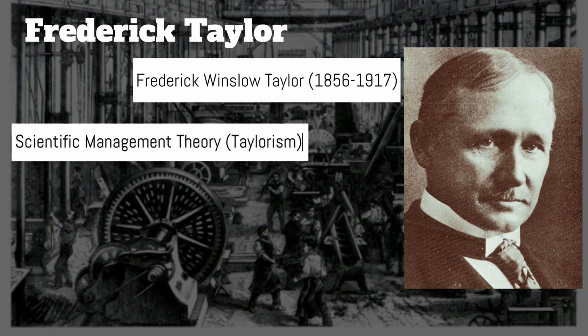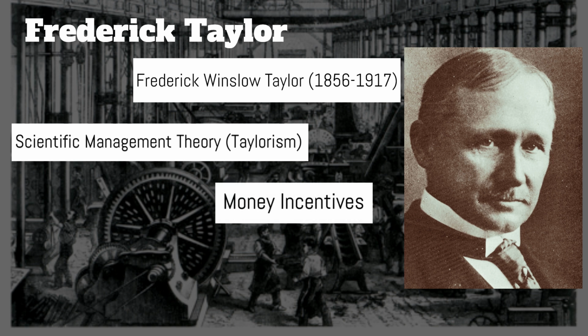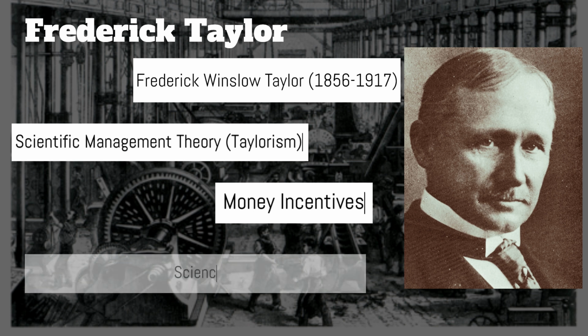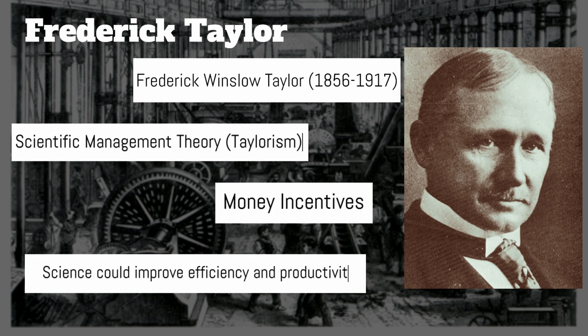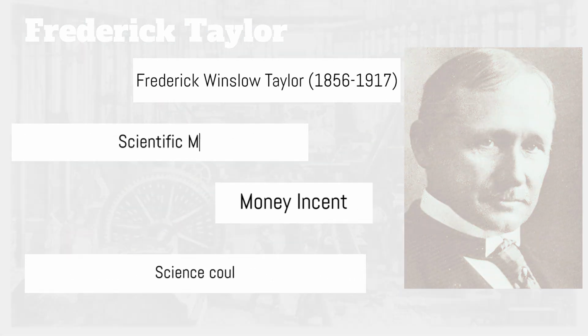His theory consists of some simple concepts, one being money incentives, which means that workers who perform better than others would be given larger pay, as well as increasing the motivation from the workers. Another is that science and observation could increase efficiency and productivity from workers.